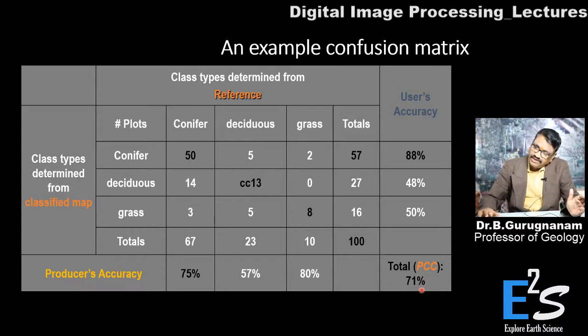Now you see how this classified image is. In the classified image, with respect to conifer, there are 14 in deciduous and 3 in grass. That's why the total is 67. In conifer, 67 pixels were classified as conifer, but 57 pixels only as per the reference. It means there is a 10 pixel difference distributed in the different classes.